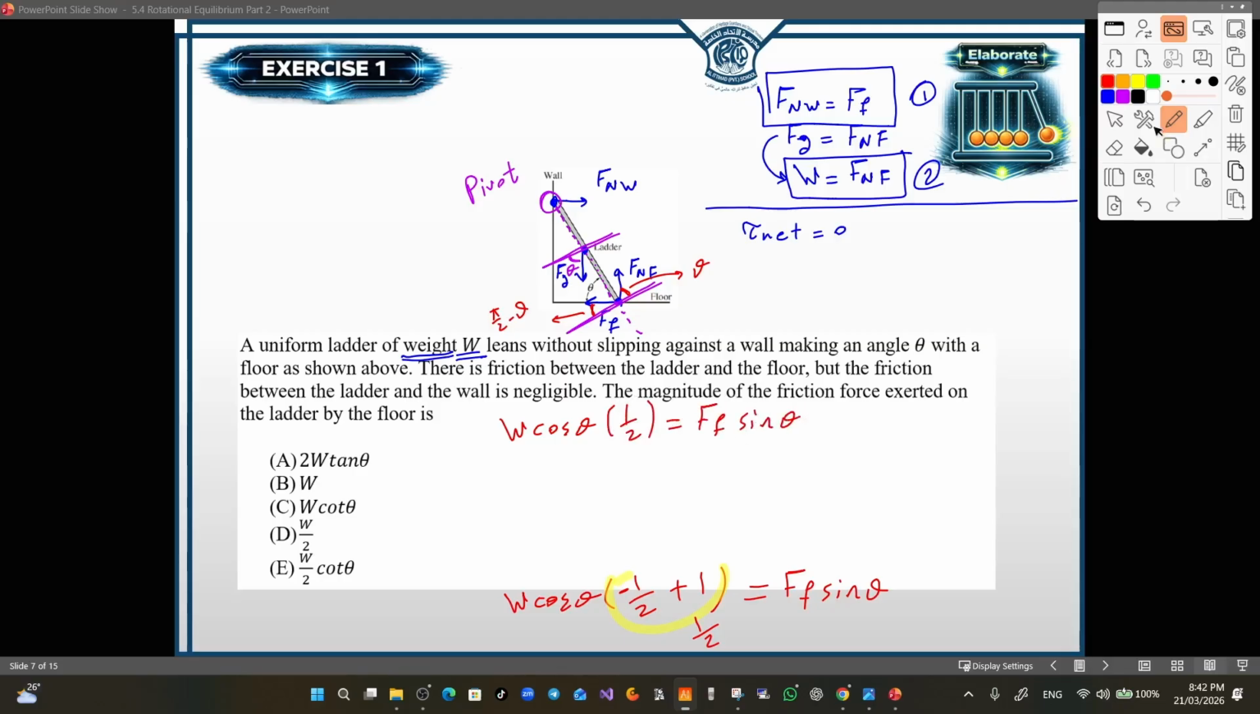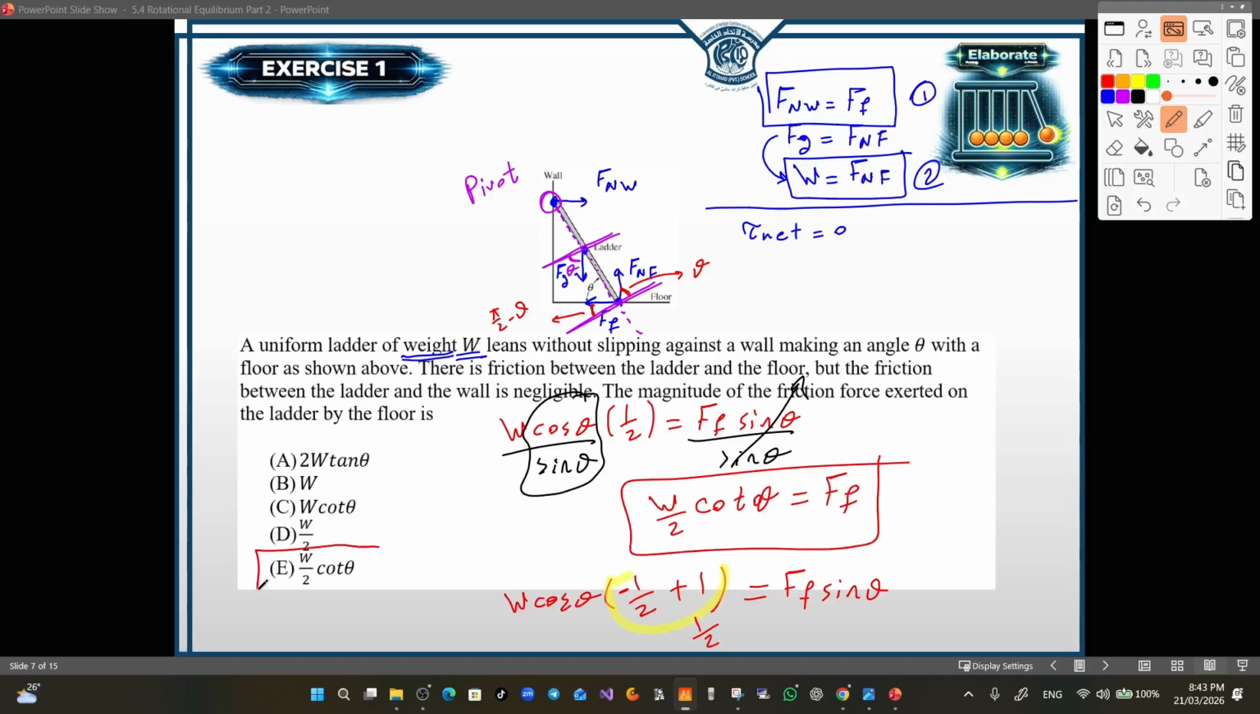We divide both sides by sine of theta. Now this cancels with this. Cosine over sine is cotangent. W times half is W over 2. And finally we get that W over 2 times cosine over sine, which is cotangent theta, equals f_f. And the correct answer is W over 2 cotangent theta.